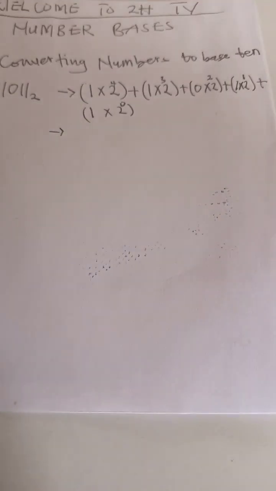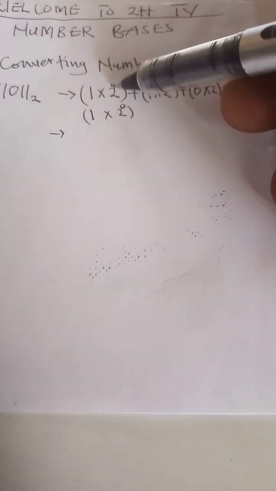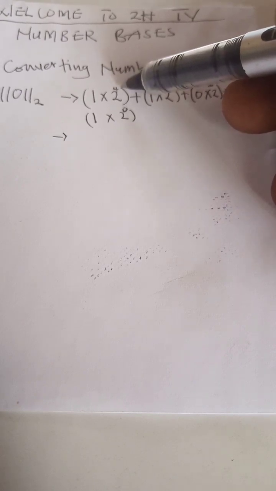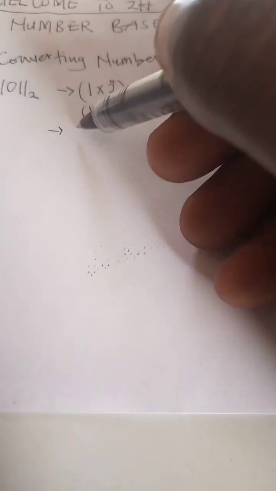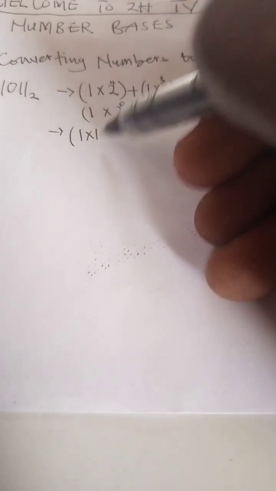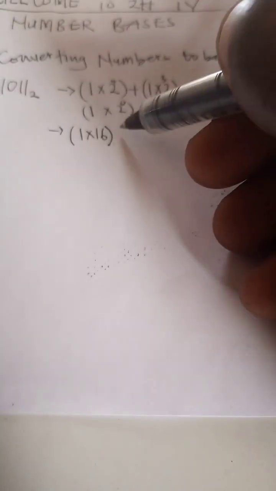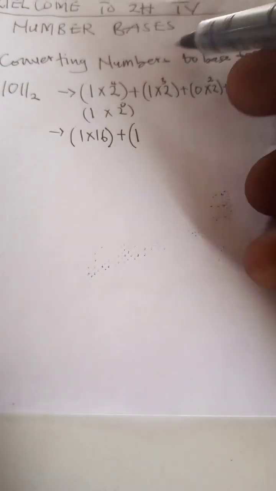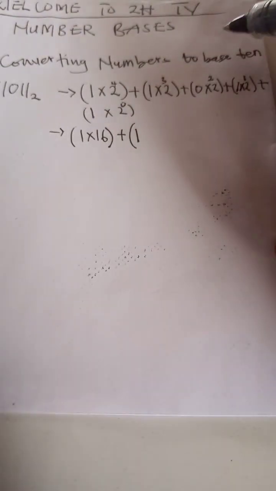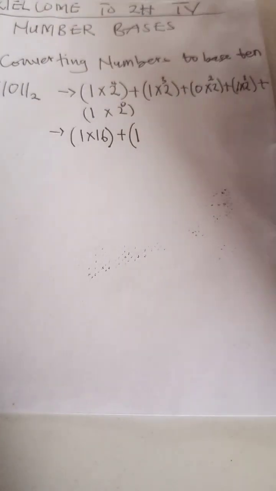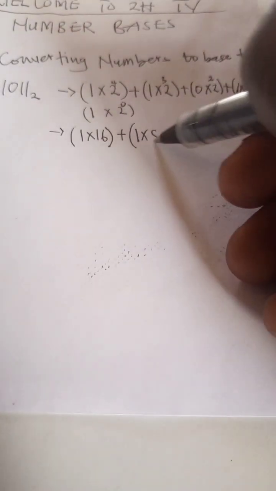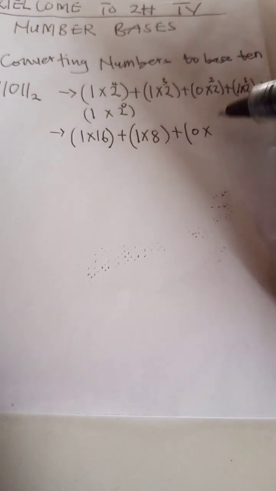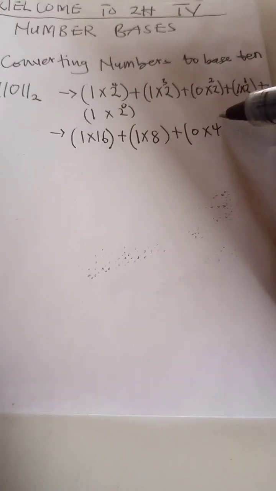So 2 power 4, that's 2 times 2, that'll be 4 times 2, 8 times 2, that'll be 16. So the first bracket is 1 times what? 16. You are done with that. The second one, that'll be 2 exponent 3, that's 2 times 2 times 2. So 2 times 2 is 4, times 2 again is what? 8. Then the third bracket, 0 times 2 times 2, which is 4.